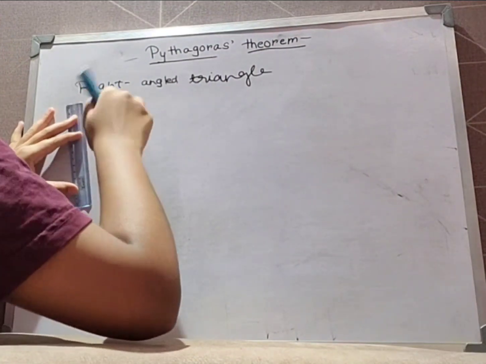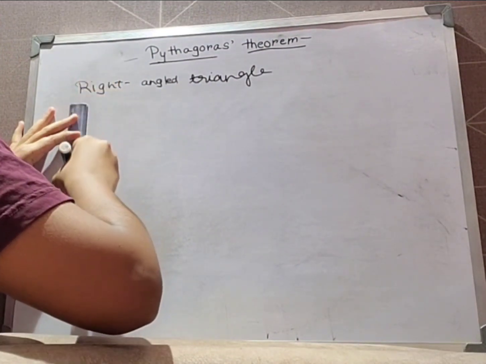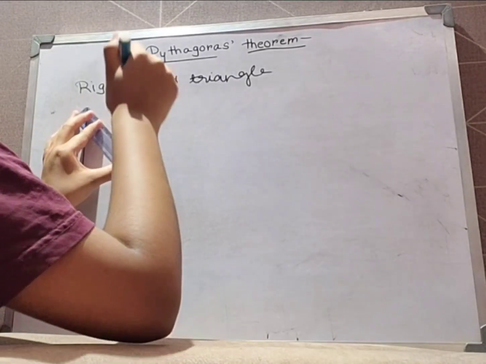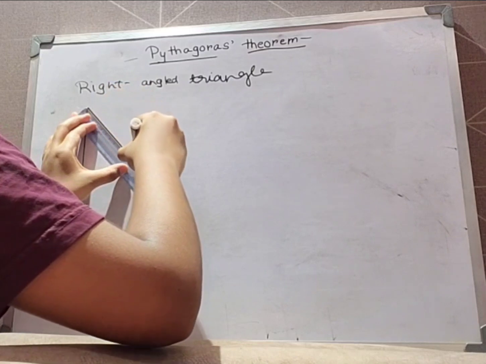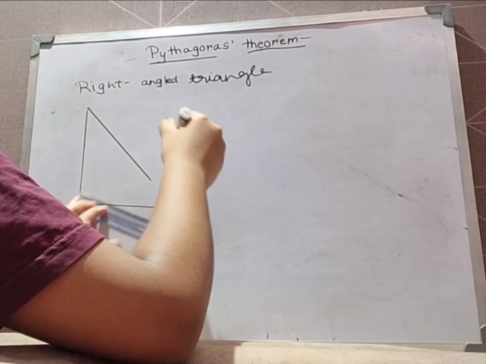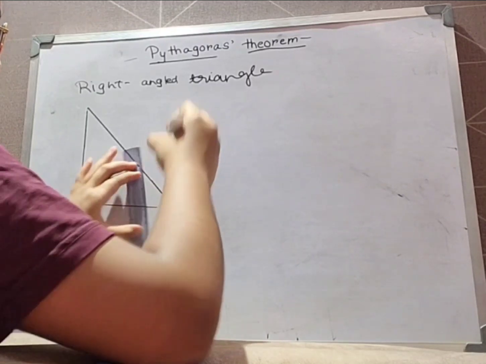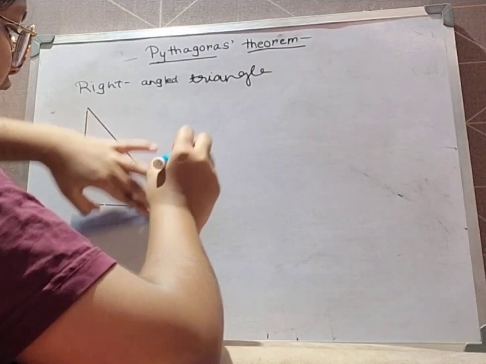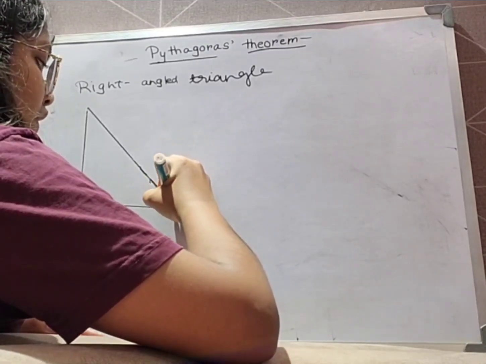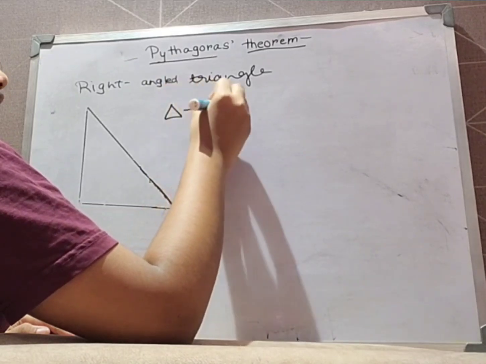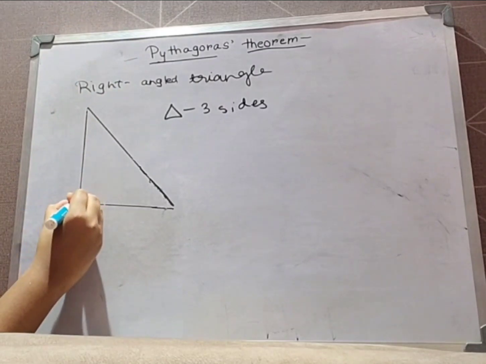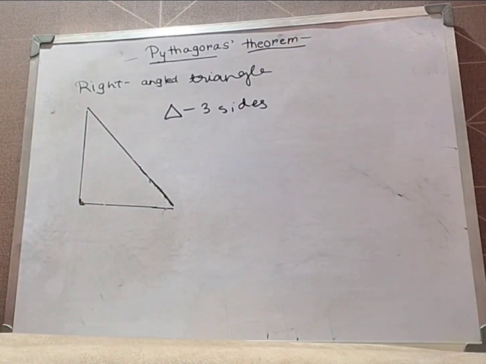Usually a right angled triangle will look like this. So this is a usual right angle triangle. It will have a perpendicular, it will have a hypotenuse, and it will also have a base. Now in a right angle triangle, we of course know that in a triangle there are three sides. We know that. Out of these three sides, a right angle triangle has these three sides only.